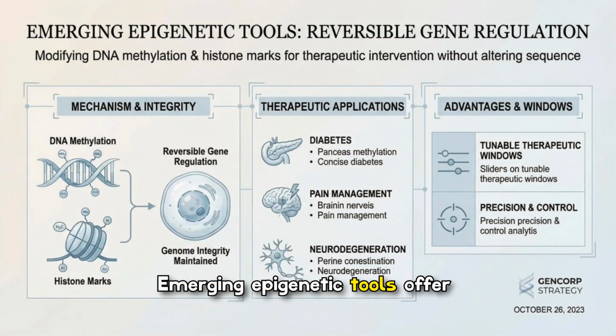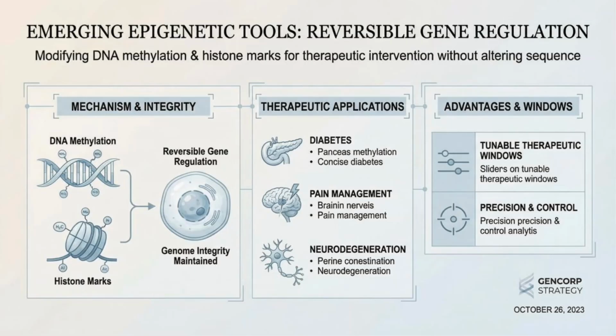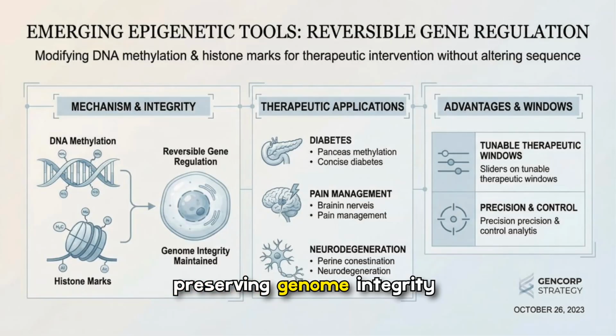Emerging epigenetic tools offer reversible gene regulation by modifying DNA methylation and histone marks without changing the underlying sequence, preserving genome integrity while altering expression. The slide highlights therapeutic applications in diabetes, pain management, and neurodegeneration, and notes advantages such as tunable therapeutic windows and precision control, presenting epigenetic interventions as flexible, potentially reversible complements to permanent edits.